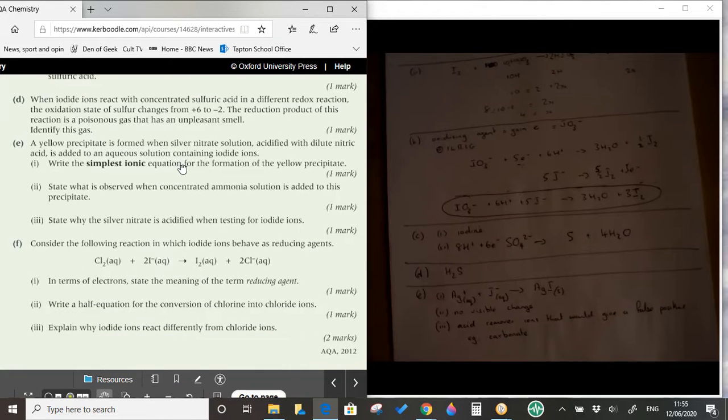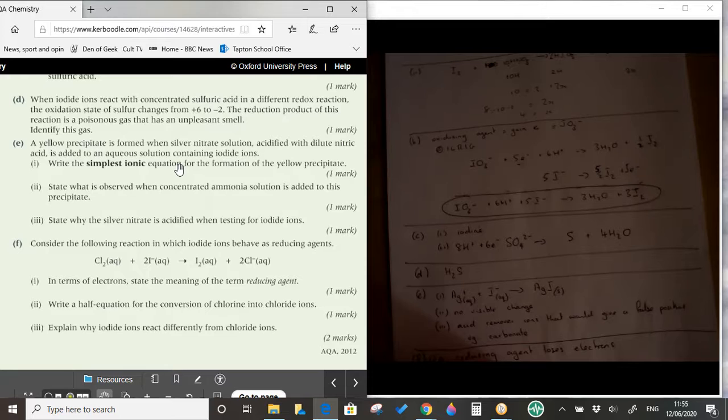Right, the last bit of the question, we've got F. So in terms of electrons, state the meaning of the term reducing agent. So as we said in the earlier part of the question, oxidation is loss, reduction is gain. So if something that's being reduced is gaining electrons, a reducing agent needs to donate those electrons. So a reducing agent loses electrons.